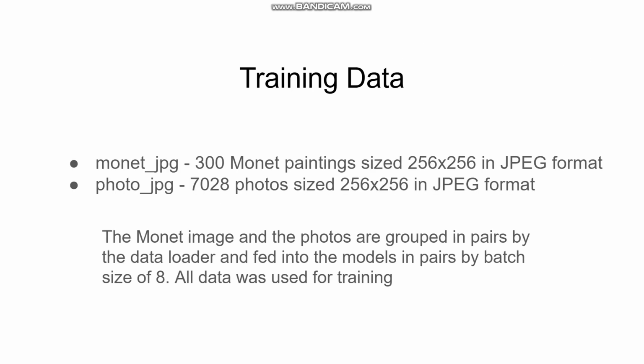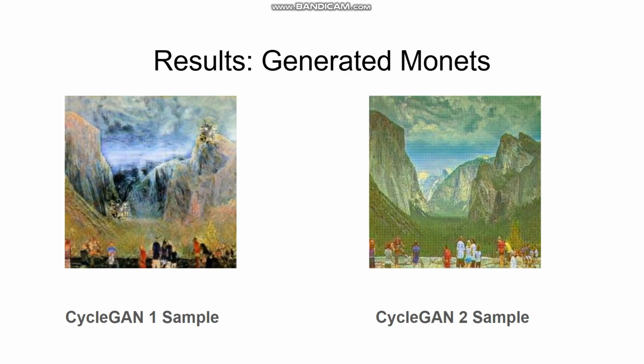The training data provided by Kaggle is 300 Monet paintings plus more than 7,000 photos. These photos and Monet paintings are not paired, so my data loader has to pair them together and feed them into the network. All the data are used for training. Since it's a generative task, there's no test data. So these are the results of my experiment.